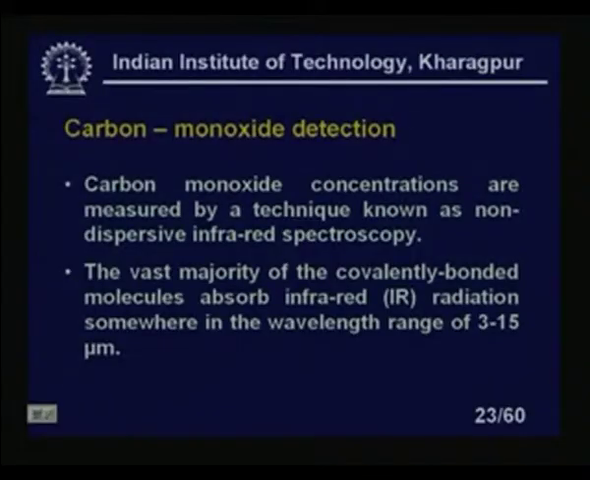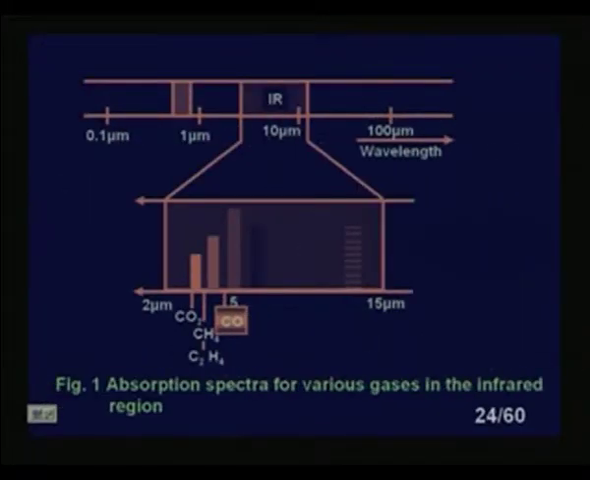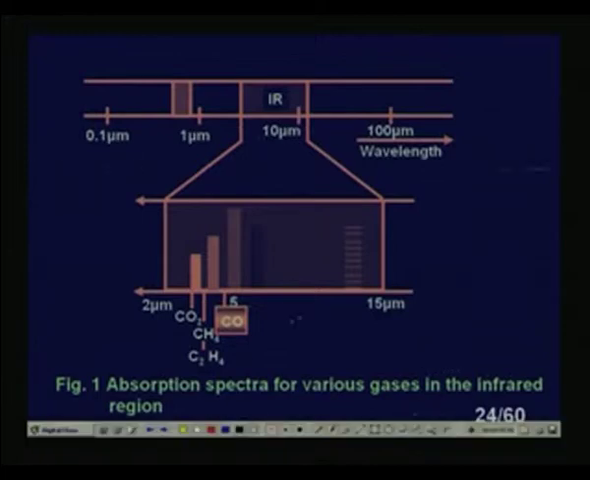The vast majority of the covalently bonded molecules absorb infrared radiation somewhere in the wavelength range of 3 to 15 micron. Somewhere in the range of 3 to 15 micron it absorbs, and this is the entire range of your absorption spectra for various gases in the infrared region you see here.